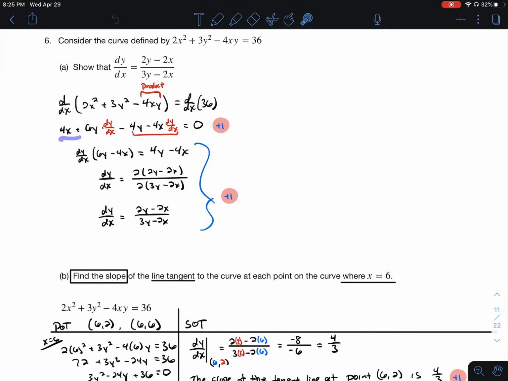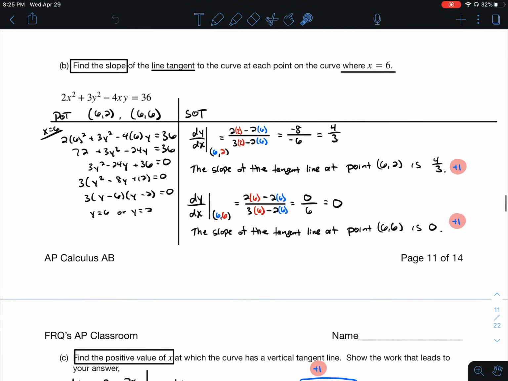Put your terms without dy over dx's on the right side of the equation. Factor dy over dx out of these two terms. That gives us this. Divide both sides by this. GCF a 2 out so they can cancel. And then we have proved what we were trying to prove. So we're 2 points, you get 1 point for taking the derivative correctly, and you get 1 point for showing this correct process.